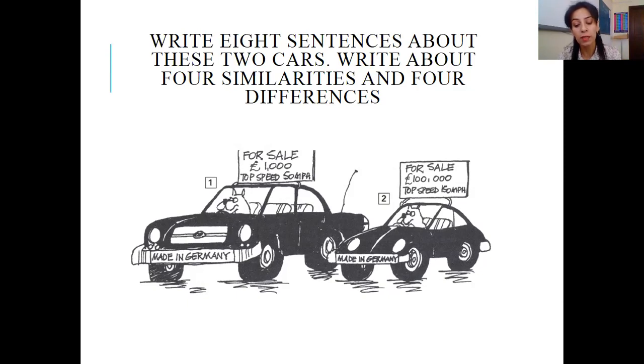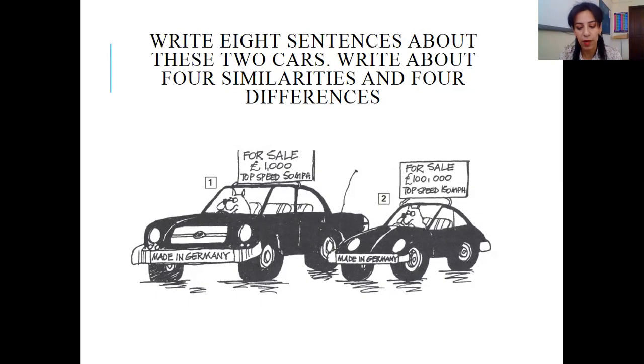The top speed of car 1 is 50 per hour. On the other hand, car 2's speed is 150 per hour. That was about the differences. Now let's analyze the similarities.